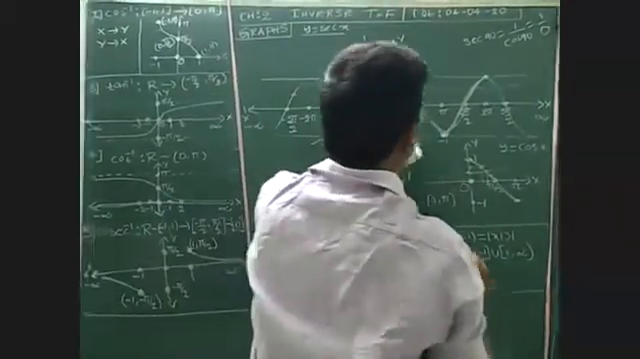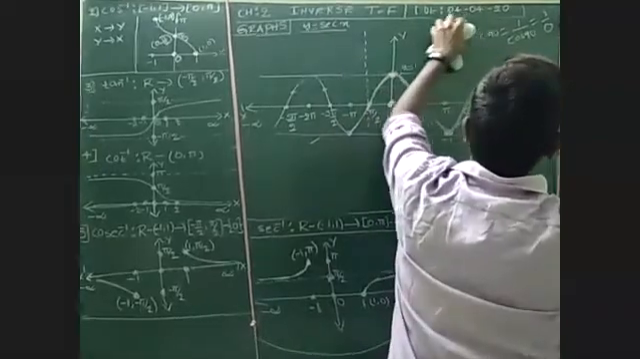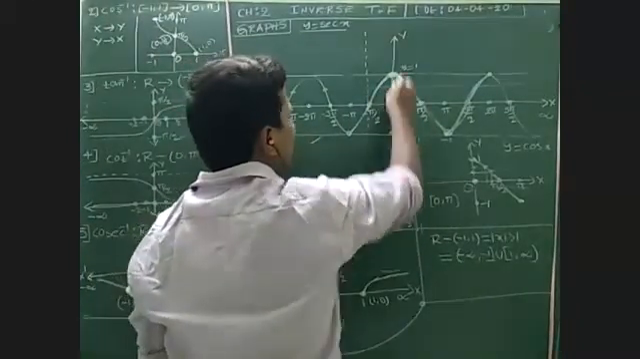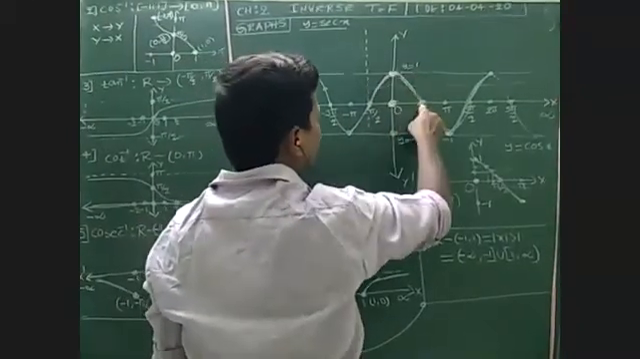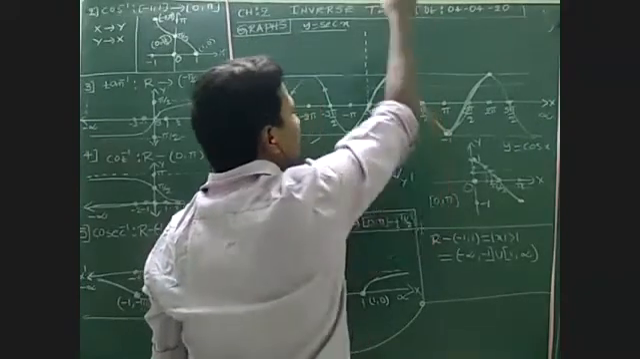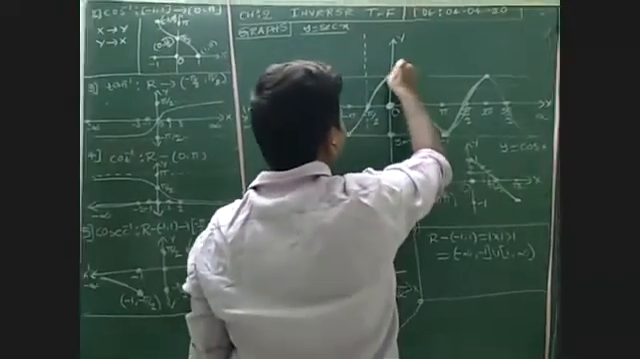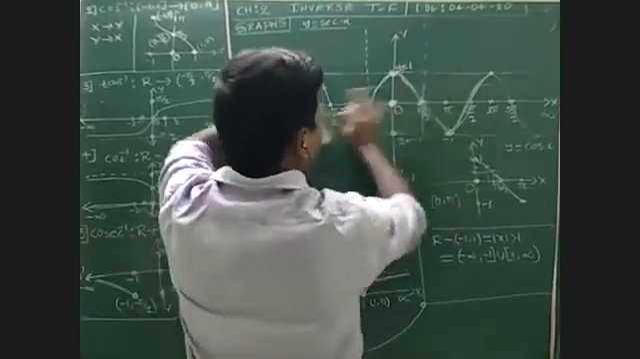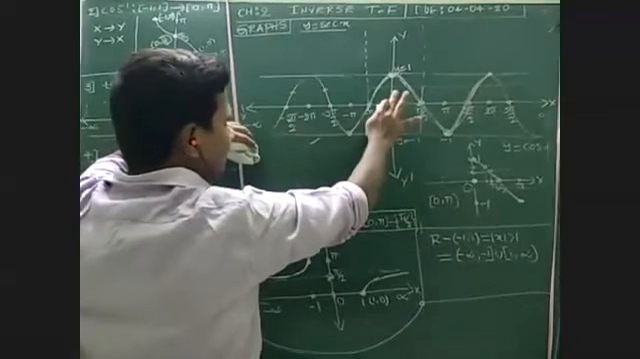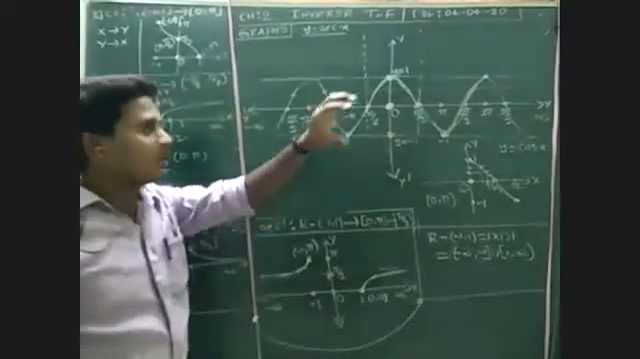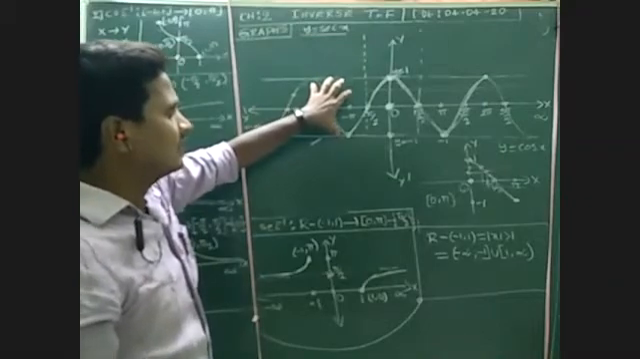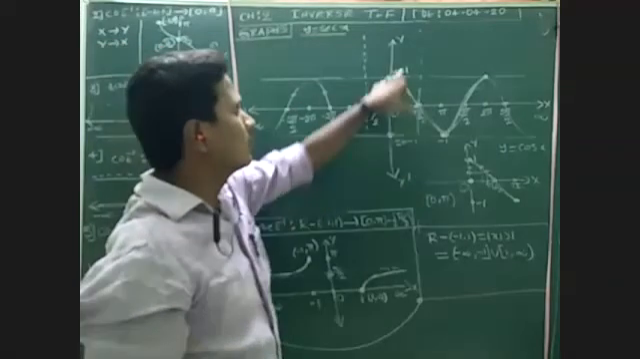I want to draw the graph of secant x. Y is equal to secant x. Look at here. What is secant 0? Secant 0 is 1. What is secant 90? Infinite, undefined. This is the graph of cos x. And look at here. Remember one important point: the graph of secant x doesn't exist between -1 to 1.